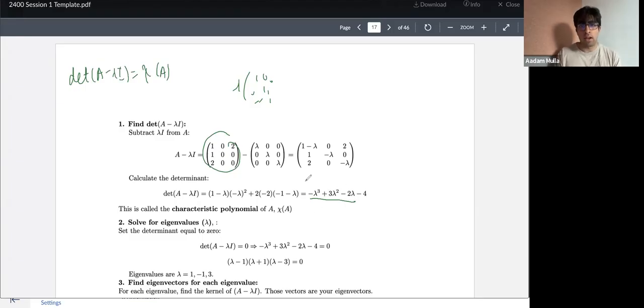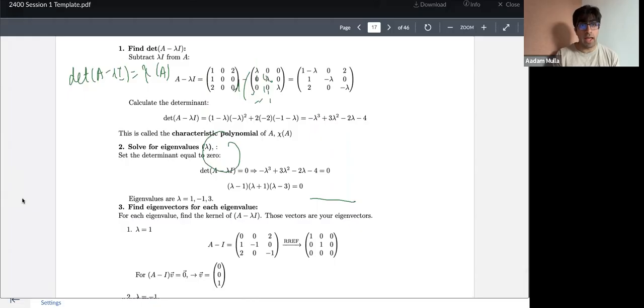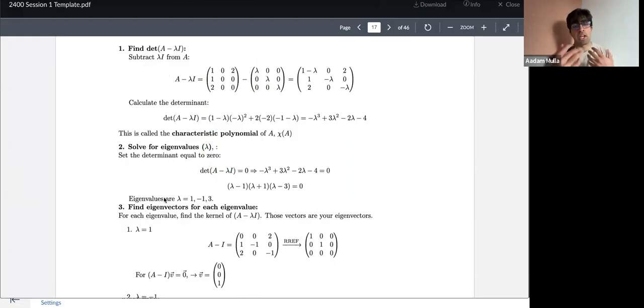It looks like this. We set it equal to 0. We factor it, and we get 3 eigenvalues: lambda equals 1, lambda equals -1, and lambda equals 3. Those are our 3 eigenvalues. Now the question is, for each eigenvalue, we're going to have an eigenvector. How do we find it? Okay, let's do it for the first one first.